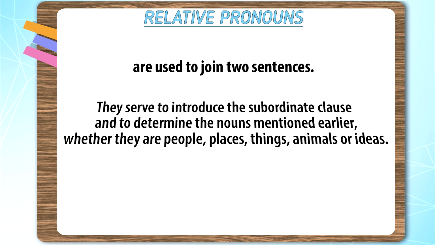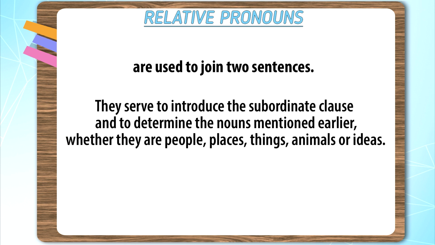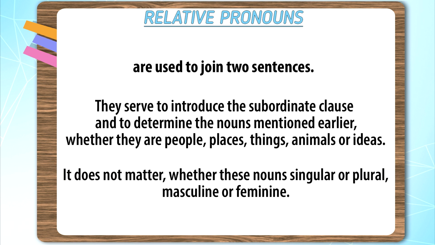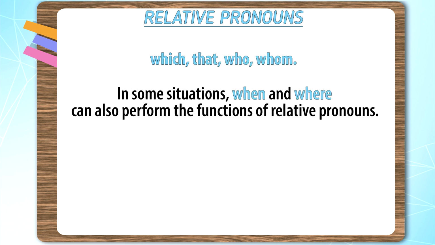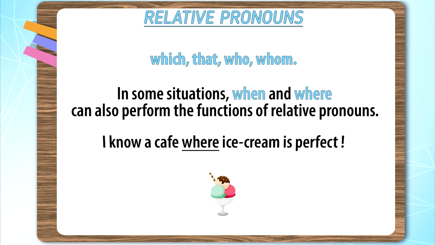In other words, they serve to introduce the subordinate clause and to determine the nouns mentioned earlier, whether they are people, places, things, animals, or ideas. And it does not matter whether these nouns are singular, plural, masculine, or feminine. The most commonly used relative pronouns in English are which, that, who, and whom. In some situations, when and where can also perform the functions of relative pronouns. For example, I know a cafe where ice cream is perfect.